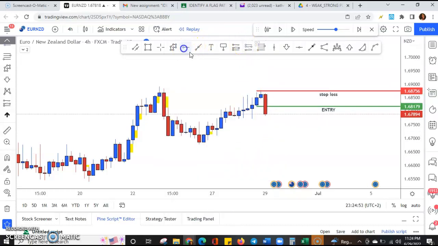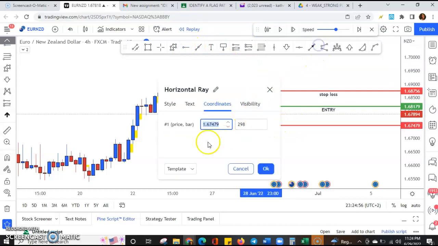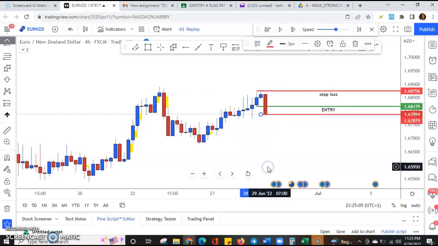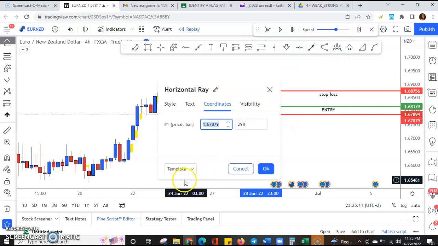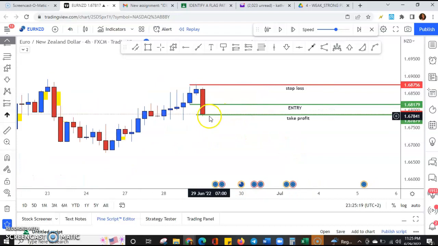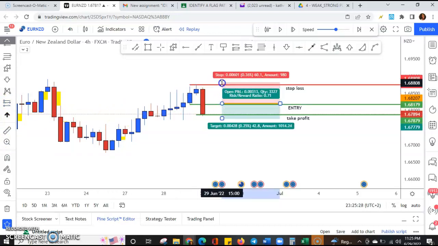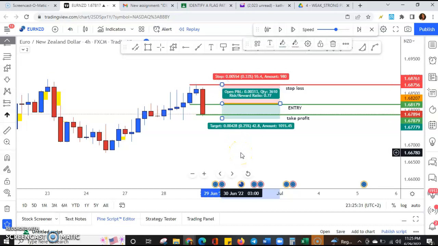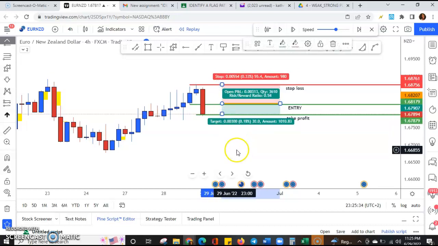nothing wrong with that. And then his take profit was at 1.7879. Take profit. So already what we can see is that his risk to reward ratio was 0.77, or actually a lot less, 0.54.